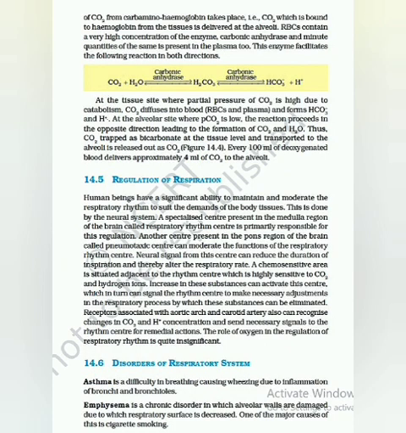Neural signals from this center can reduce the duration of inspiration and thereby alter the respiratory rate. A chemosensitive area is situated adjacent to the rhythm center, which is highly sensitive to carbon dioxide and hydrogen ions. An increase in these substances can activate this center, which in turn can signal the rhythm center to make necessary adjustments in the respiratory process by which these substances can be eliminated.